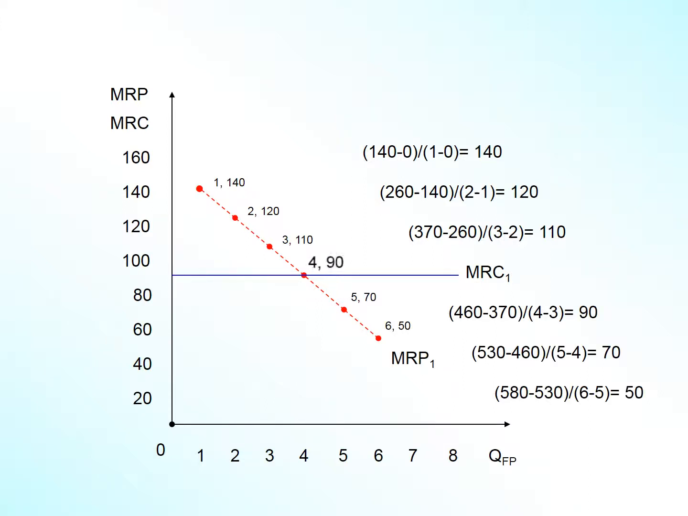Where the marginal revenue product and marginal resource cost are equal is the optimal employment for these factors of production. In this example, the firm should employ up to the 4th worker because the added revenue generated by this input is equal to the added cost of employing this factor of production.